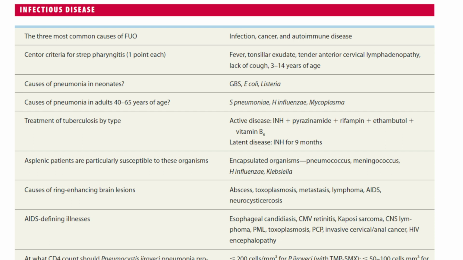The treatment for tuberculosis by type: we have two types of tuberculosis, active disease and latent disease. For active disease, we use isoniazid, pyrazinamide, rifampicin, ethambutol, and vitamin B6. For latent disease, we use isoniazid for 9 months.